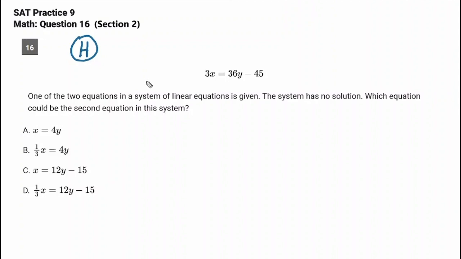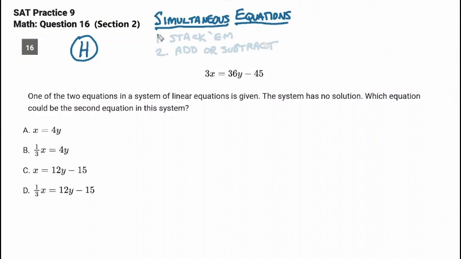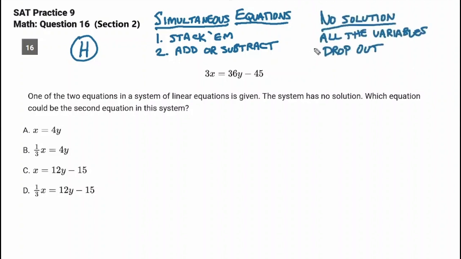All right, this problem is simultaneous equations. How do I know that? Because I have 2 equations. I've got this equation, and then I've got a system of equations. So one of these other equations is going to be in the system. There's going to be 2 of them. Simultaneous equations, they're always the same. You're going to stack them and then add them or subtract them. Hard problems have a lot going on. There's more going on here. This system, these simultaneous equations, has no solution. What is no solution? No solution is when all the variables drop out when you stack the simultaneous equations and add or subtract. So we're just going to have to start by writing stuff down.